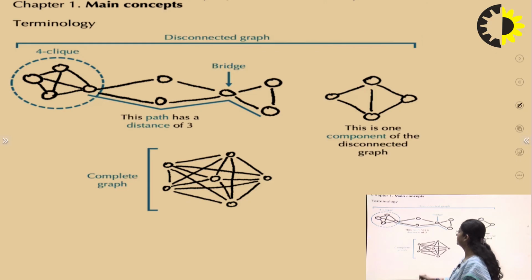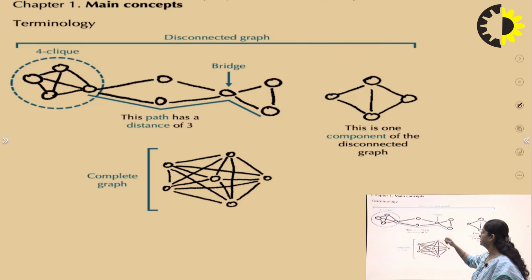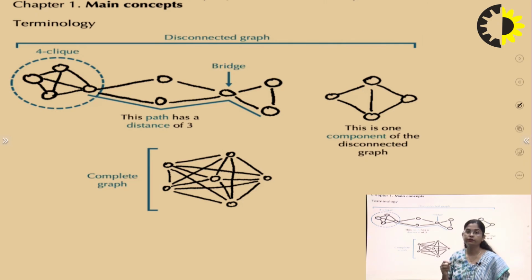So, main connection terminology: disconnected graph. Here is the disconnected graph, and this path has a distance of 3: 1, 2, 3. So this is a clique of 4 and this is a clique of 3, and this is the bridge. What is the bridge? If the removal of a particular node or vertex leads to the disconnection of 2 or more nodes, that is called a bridge.